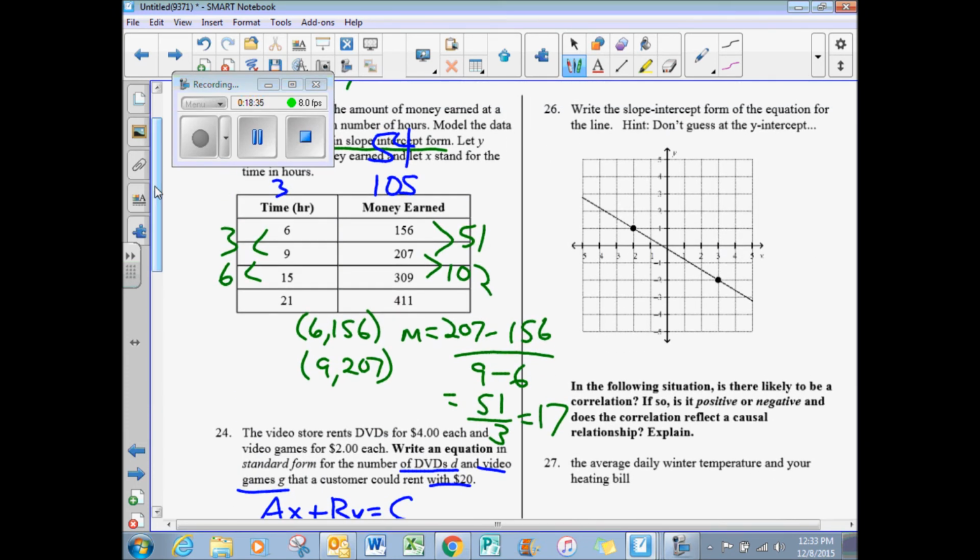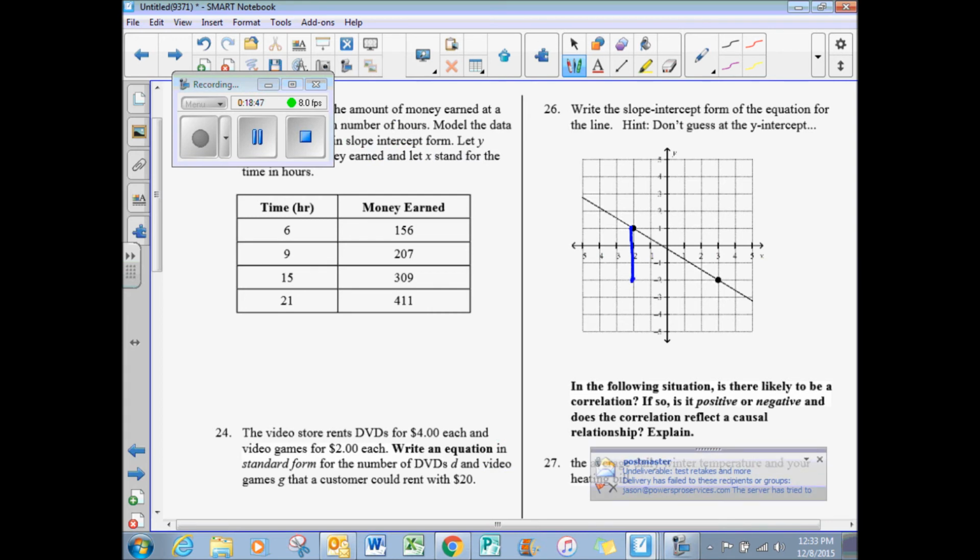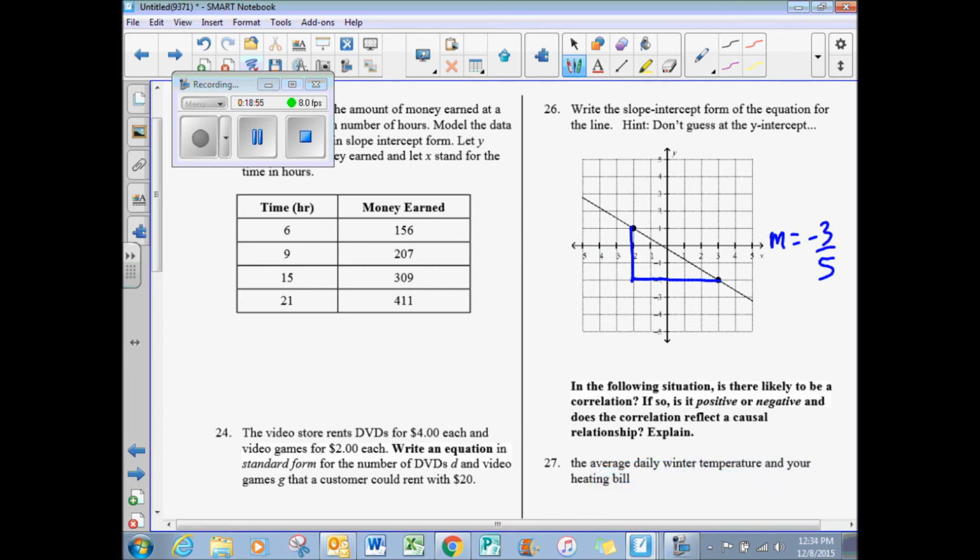Okay, 26. Write the slope-intercept form, and there's a very important hint here. So if you tried to take a shortcut, you probably got it wrong. Okay? Now, is the slope hard? -3, positive 1, 2, 3, 4, 5. -3/5. Right? Everybody see that? Slope's -3/5.